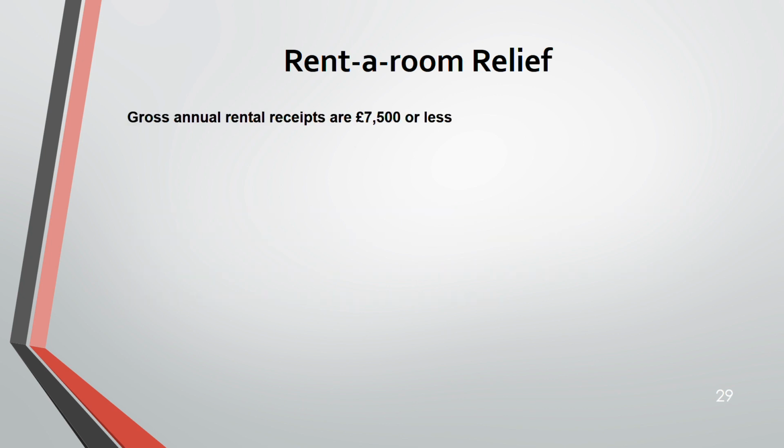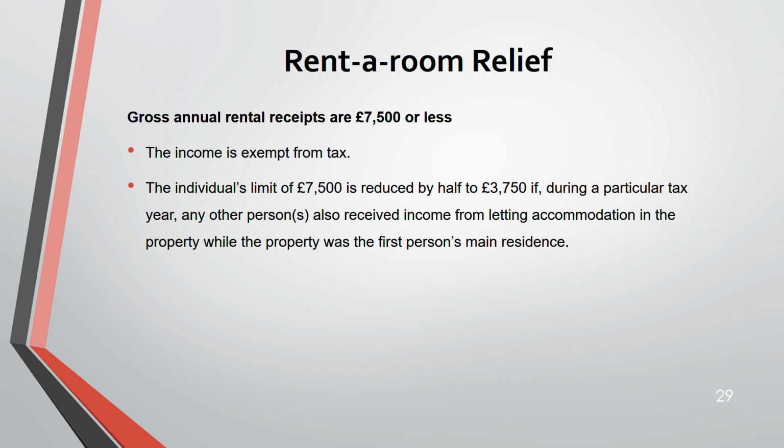Now, the relief is like this. You have to check whether your gross annual rental receipt is more than 7,500 or not. If your gross rental is 7,500 or less, you don't have to pay any tax. Why? Your income is exempt from tax. Isn't it a wonderful thing? But remember, your limit is only up to 7,500. This limit can be reduced to half also. How?